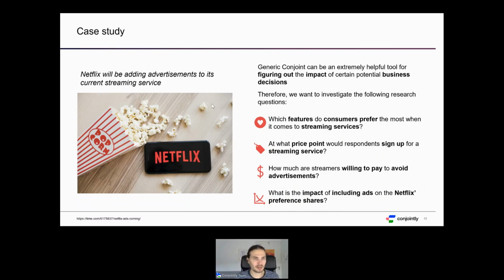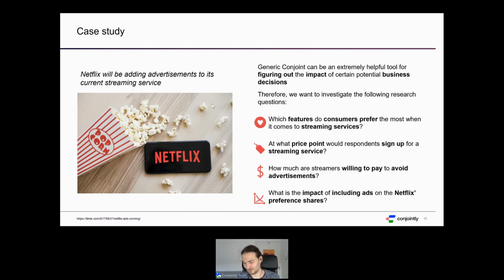So we are going to look at a few attributes. I want to figure out at what price point is something like Netflix interesting compared to something like Hulu, compared to HBO Max and so on. I want to figure out what are people willing to pay to avoid ads. This is probably the main question that Netflix has. How much are you willing to pay to not have this issue?